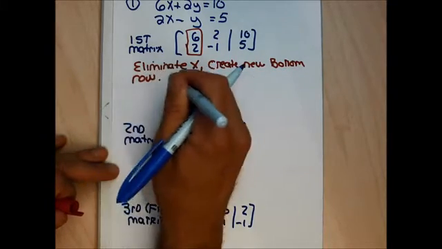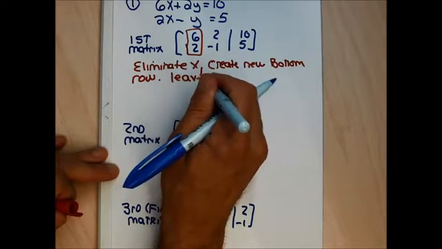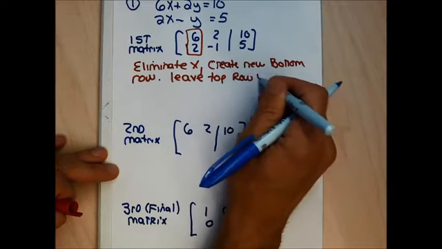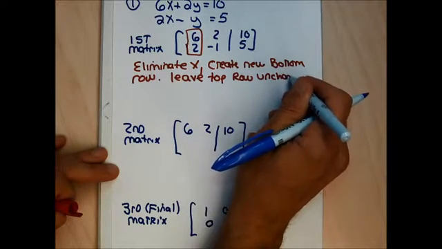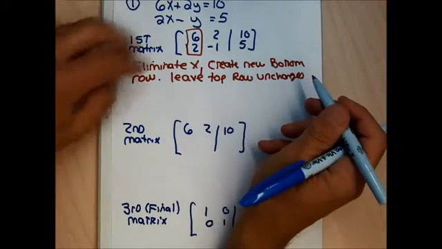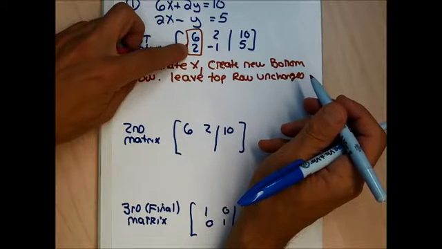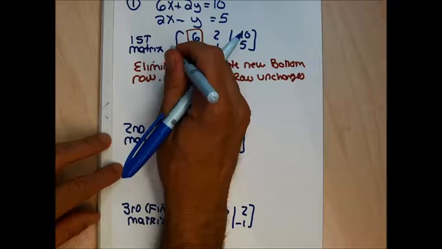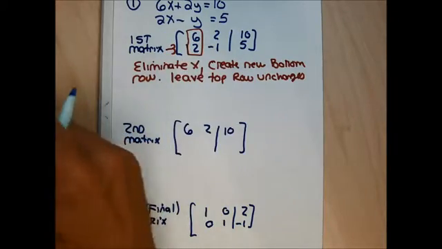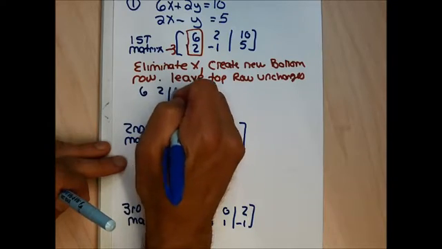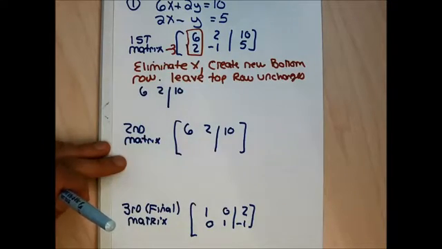Leave the top row unchanged. To eliminate the x's, I'm going to leave that a positive 6 and make that a negative 6, just doing the elimination method. So I'm going to multiply the bottom row by negative 3. I'm going to leave the top row at 6, 2, and 10. I like having that bar where the equal sign is, but you don't need it.